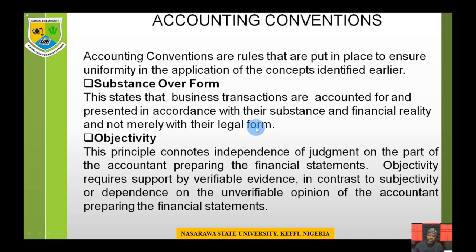Here, we acknowledge the fact that businesses don't operate in a vacuum. They operate within the provisions of the law. However, in recording transactions, we give much more emphasis to financial reality.